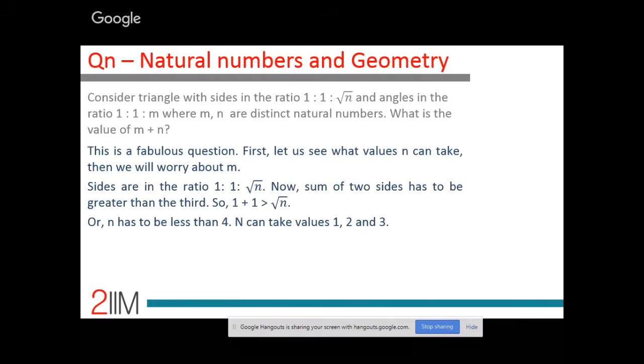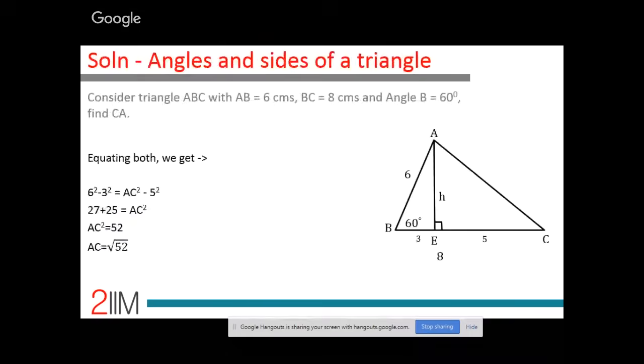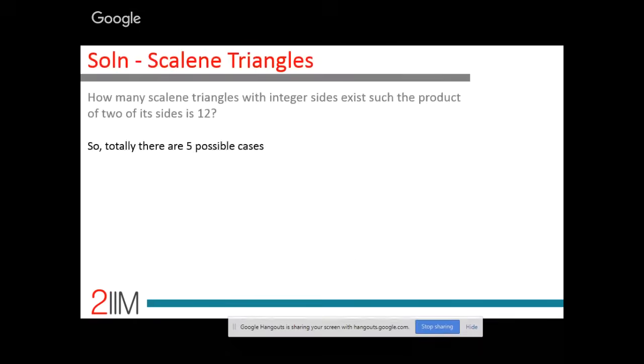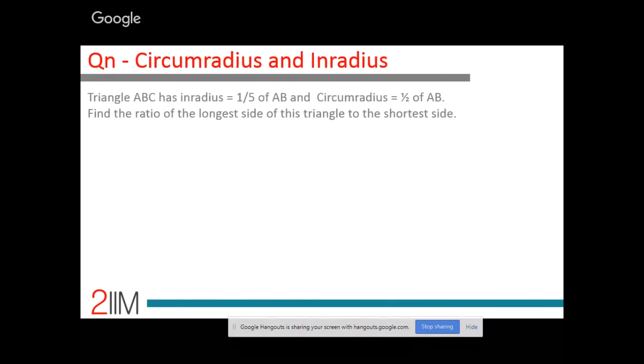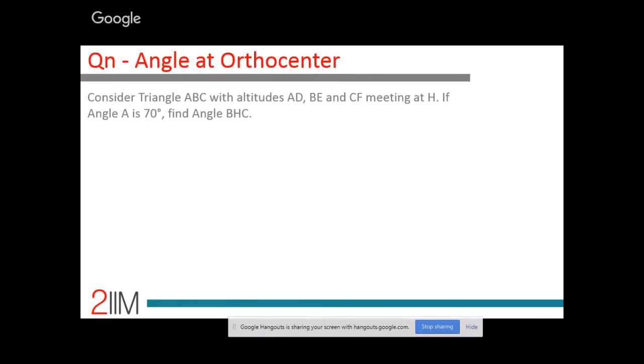Right? A bunch of these questions are similar to what we have seen. So I'm going to skip this and go towards the last two questions on our sheet. Not the last question, but the two before that. Consider a triangle ABC with altitudes AD, BE, and CF meeting at H. If angle A were 70 degrees, find angle BHC. So the angle between B, orthocenter, and C, find that angle.